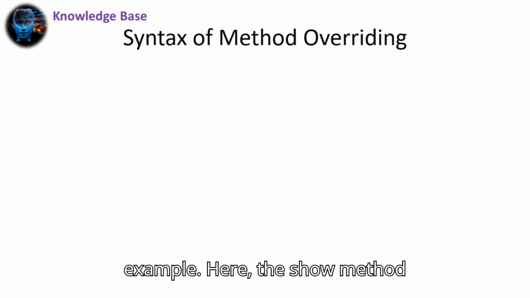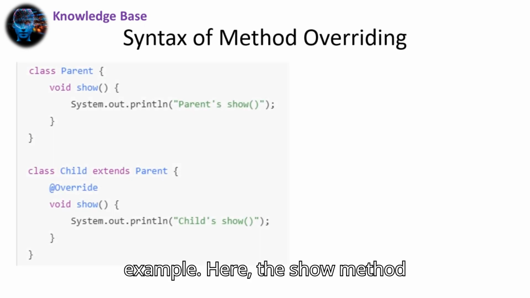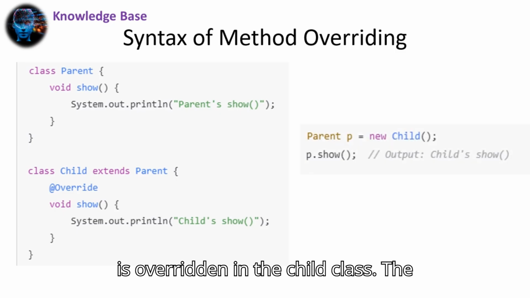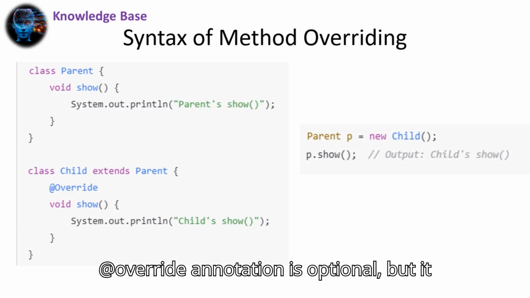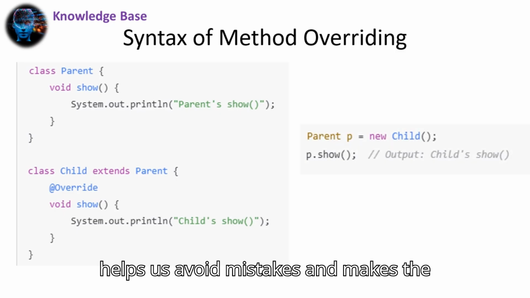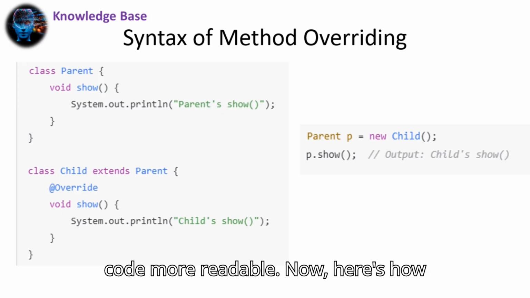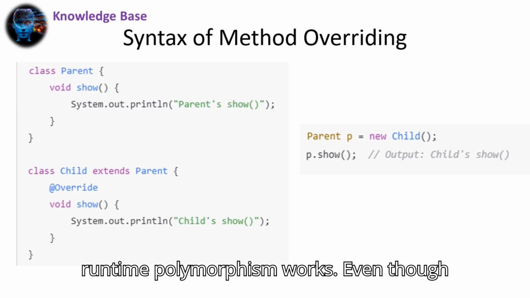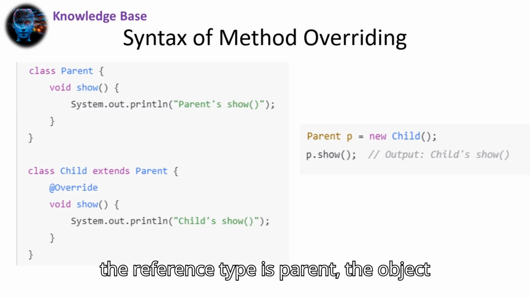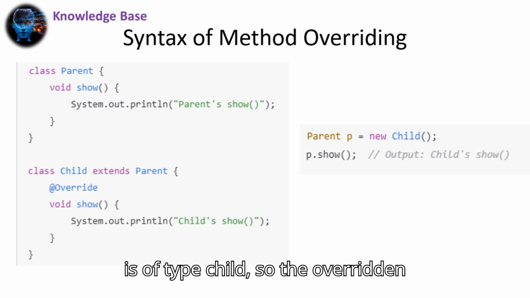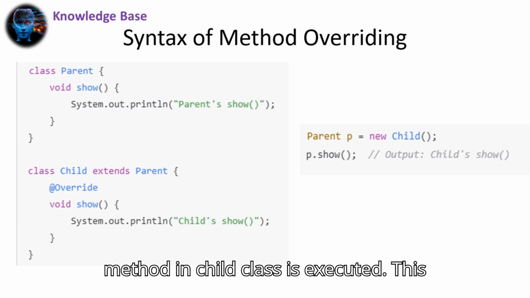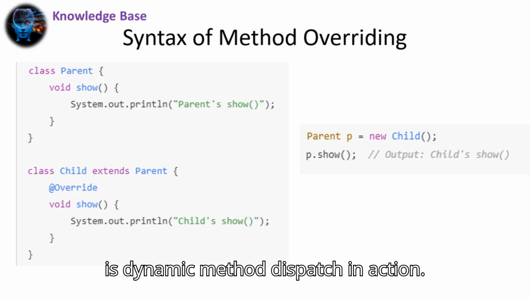Let's understand the syntax with a simple example. Here the show method is overridden in the child class. The @Override annotation is optional, but it helps us avoid mistakes and makes the code more readable. Now, here's how runtime polymorphism works. Even though the reference type is parent, the object is of type child, so the overridden method in child class is executed. This is dynamic method dispatch in action.